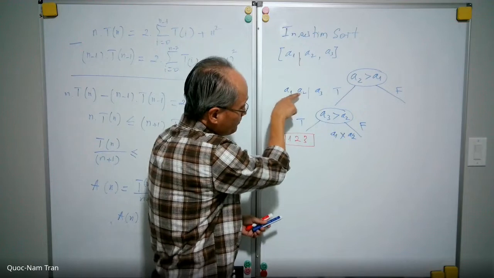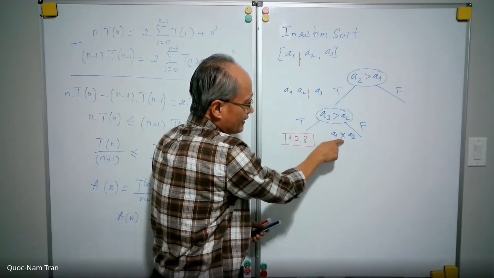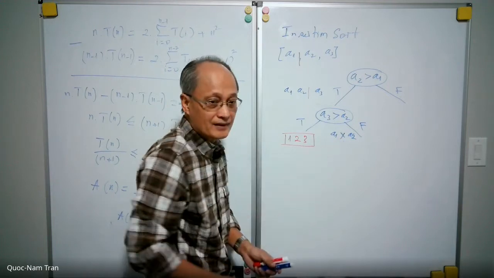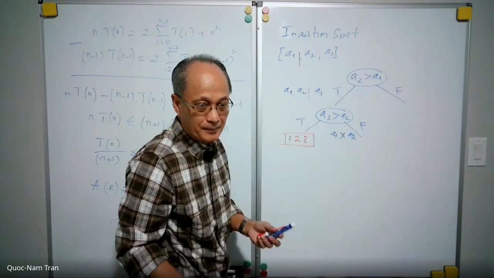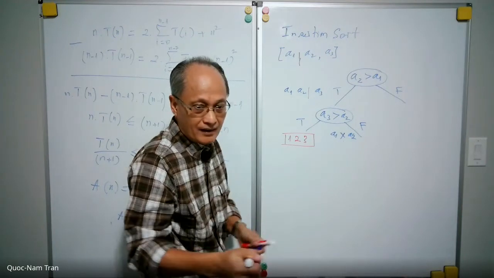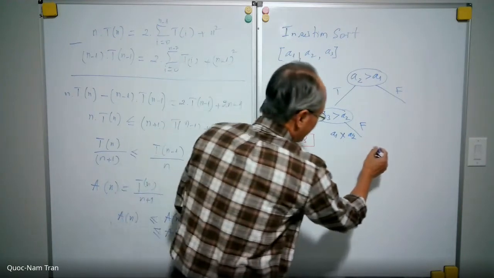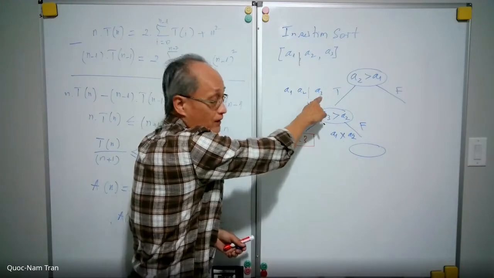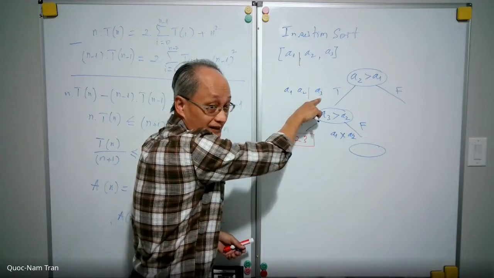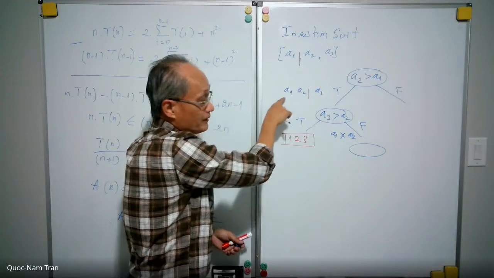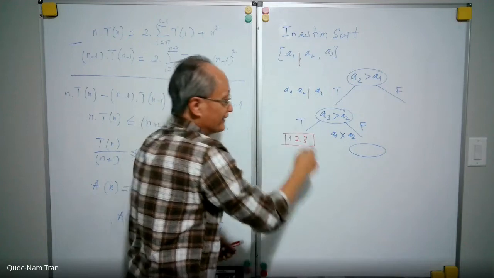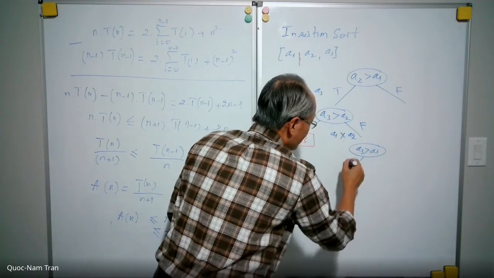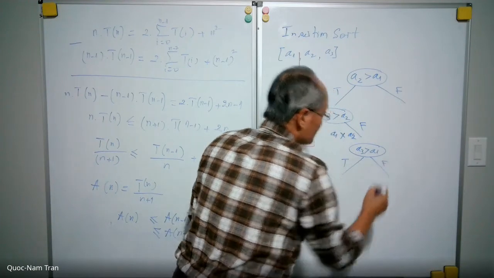So A2 will be pushed to the right, and the place here will have either A1 or A3, depending on one more comparison. What's next? If it's smaller than A2, push it, right? And then compare it with A1, right? Okay. So if A3 is greater than A1, true, false.